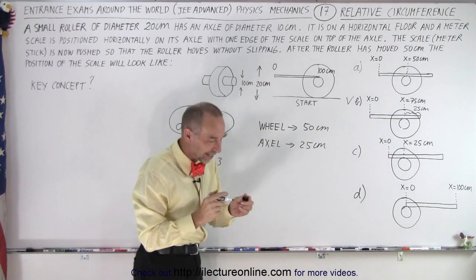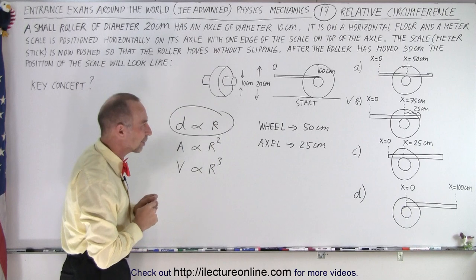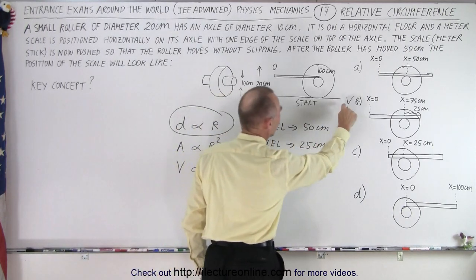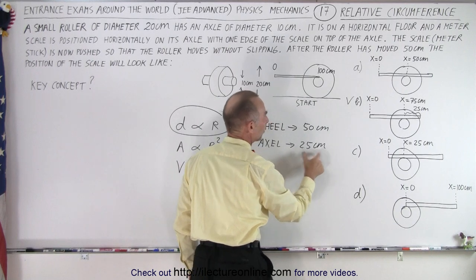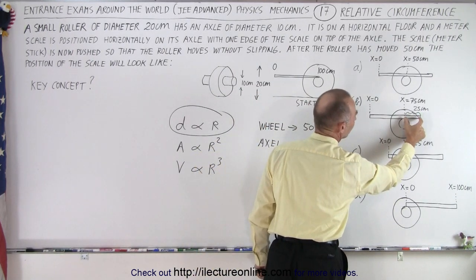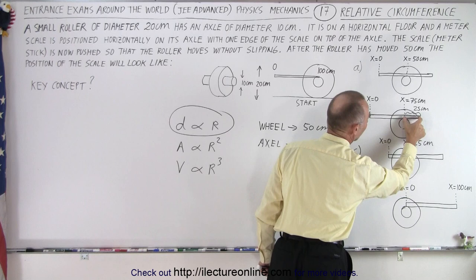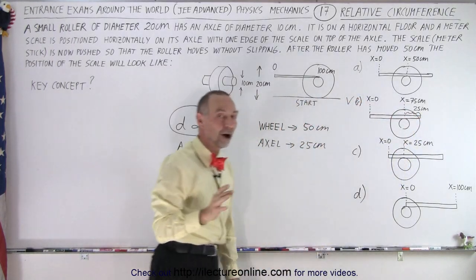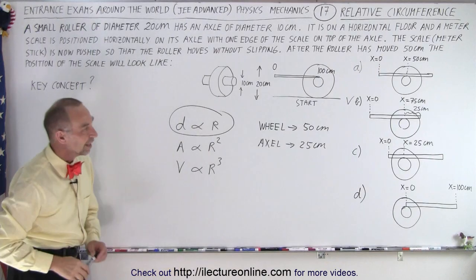So this is the correct answer, not answer C. They try to kind of trick you. I think that's what they're trying to do. So you're clear on that: when the wheel has traveled 50 centimeters, the axle has traveled 25 centimeters, that means the meter stick will have gone over the axle by a distance of 25 centimeters and stop at the 75 centimeter mark of the meter stick. And that is how it's done.